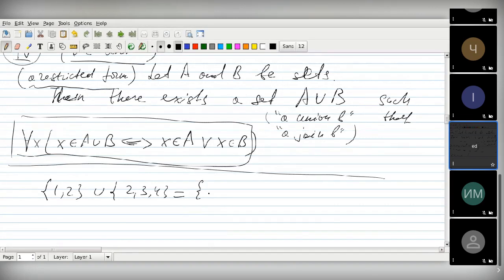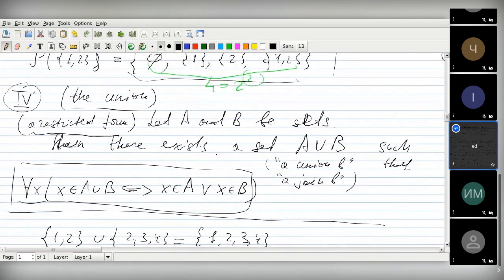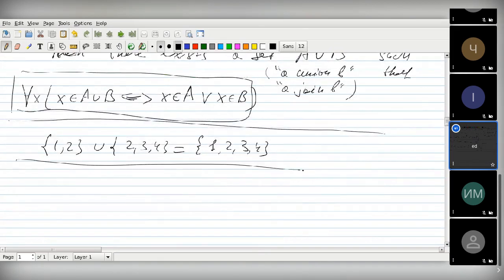1, 2, 3, and 4. Of course. If you may construct a union of two sets, it's possible to have a union of whatever finite number of sets. Say if you have three sets, you may define the union of three sets the following way: the union of A and B, union C, and so on.